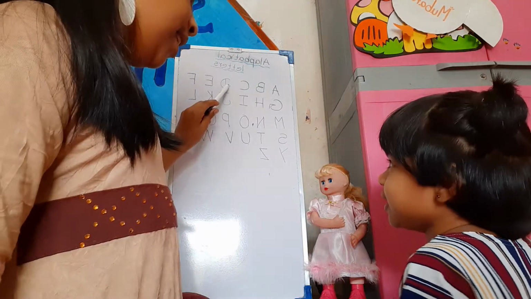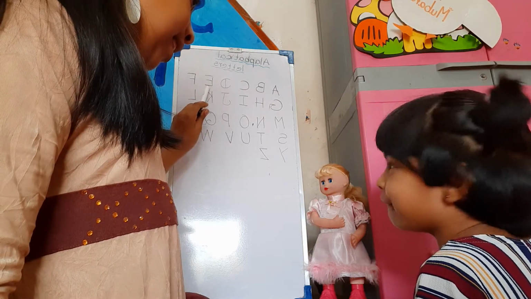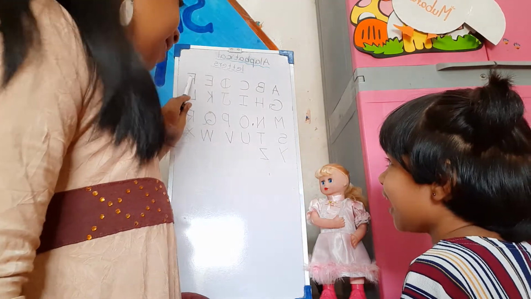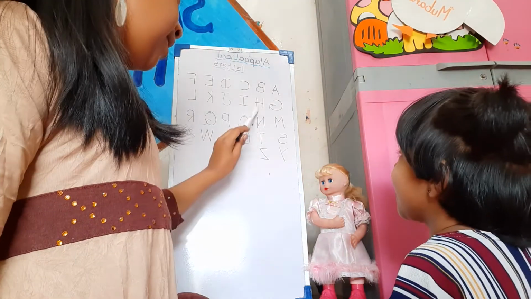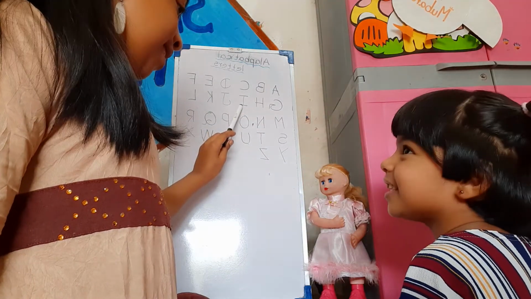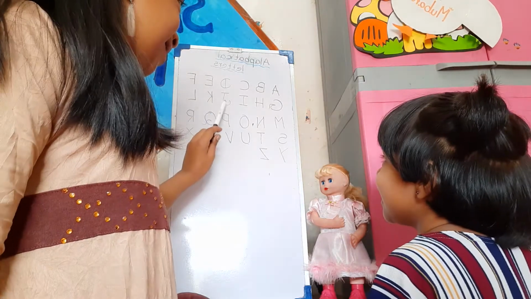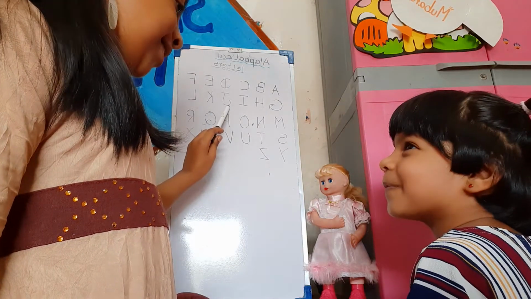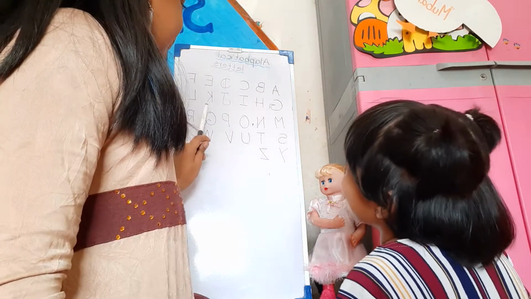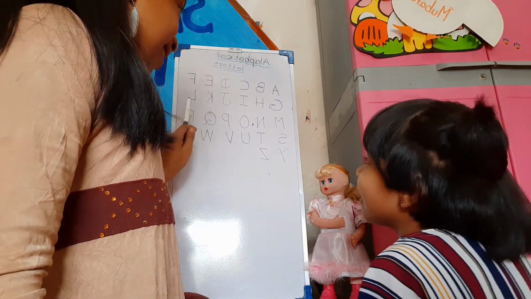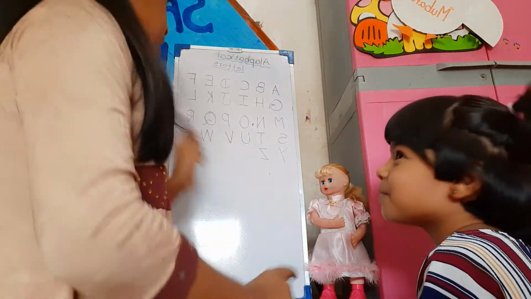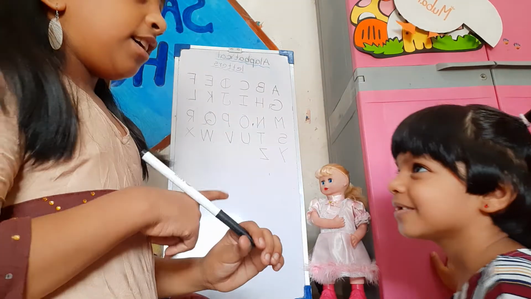Okay guys, now let's see. What's this? B, E, F, G, H, I, J, K, L. Okay, L also correct.